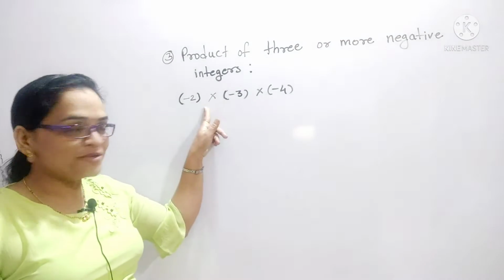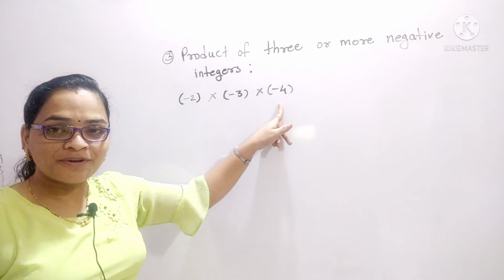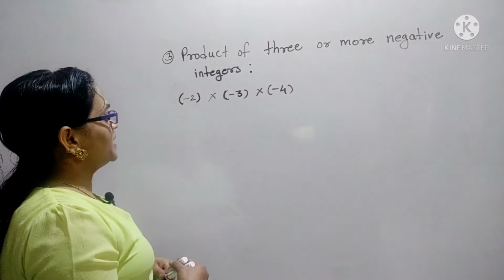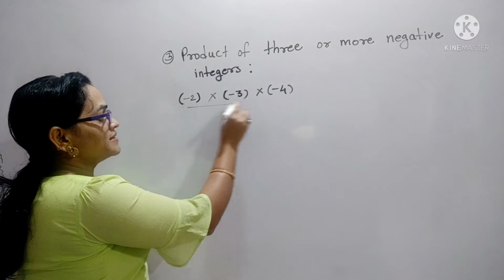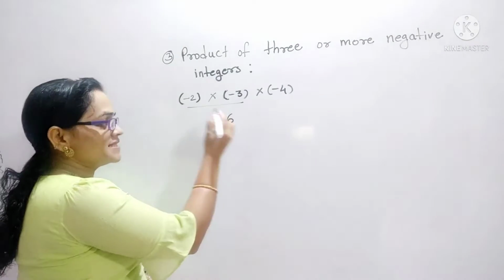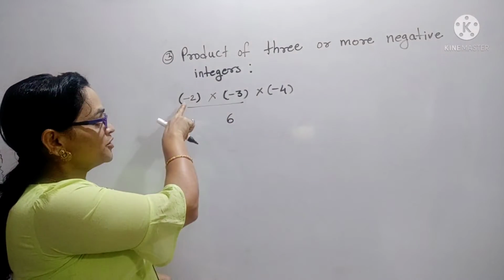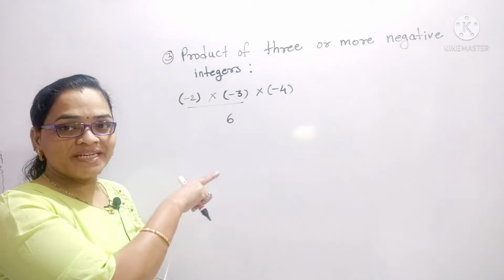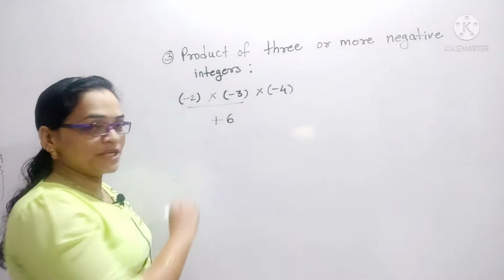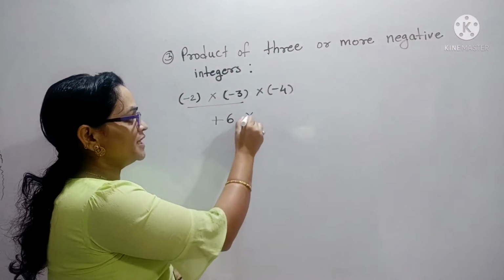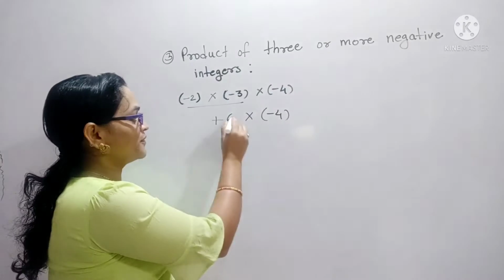See, minus 2 into minus 3 into minus 4. First, we will multiply minus 2 into minus 3. 2 3s are 6, and the product of two negative integers is always positive. Means plus 6 into minus 4.